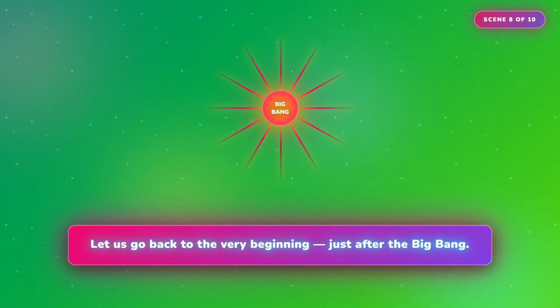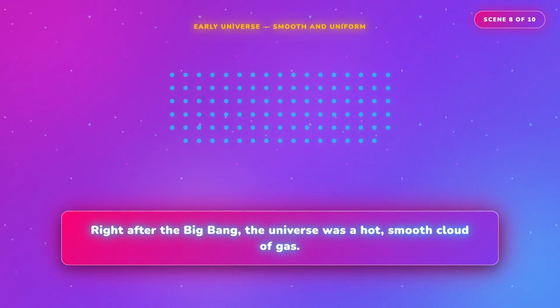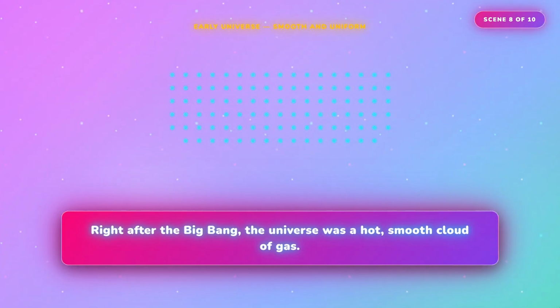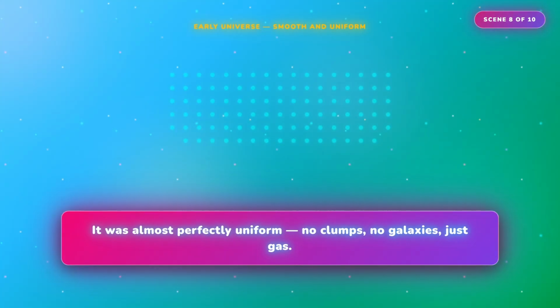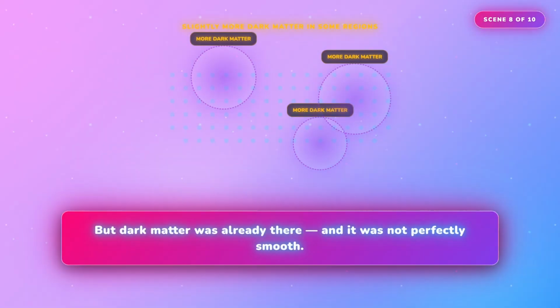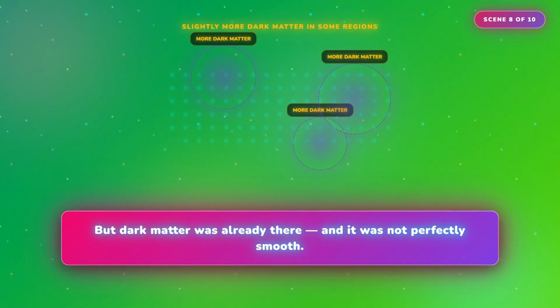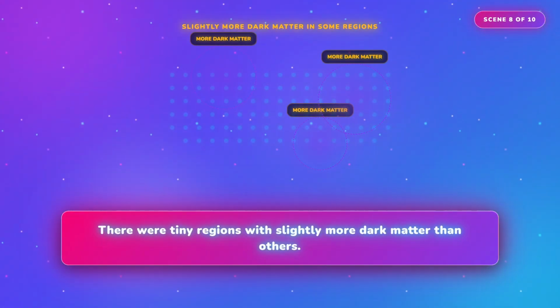Let us go back to the very beginning, just after the Big Bang. Right after the Big Bang, the universe was a hot, smooth cloud of gas. It was almost perfectly uniform. No clumps, no galaxies, just gas. But dark matter was already there, and it was not perfectly smooth. There were tiny regions with slightly more dark matter than others.